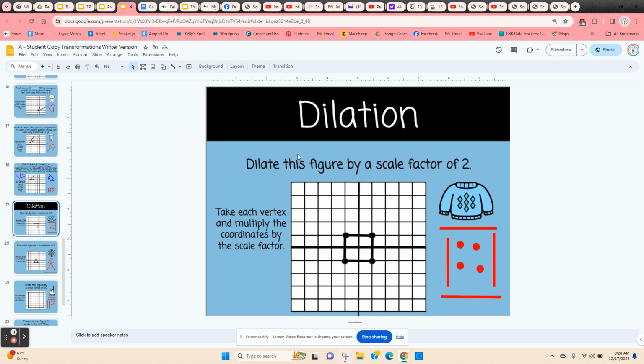Dilation is just changing the size of a figure by a scale factor. So the shape stays the same, it just changes in size. So if the scale factor is 2, then this figure is going to be 2 times larger. That means students are going to take the coordinates of each point and multiply each coordinate by 2. So the point 1, 1 would now be 2, 2. Negative 1, 1 will now be negative 2, 2, and so on. And then they're going to use the lines to fill in their new square.